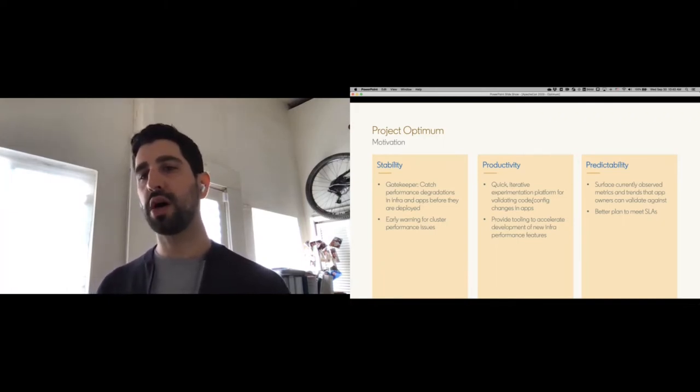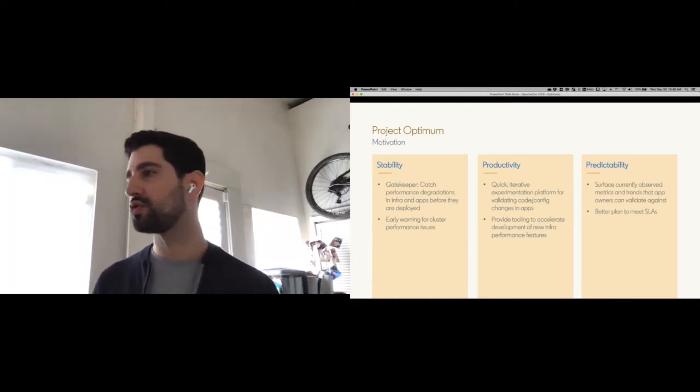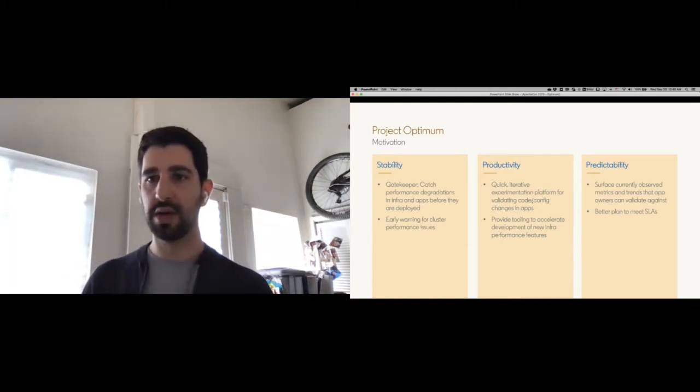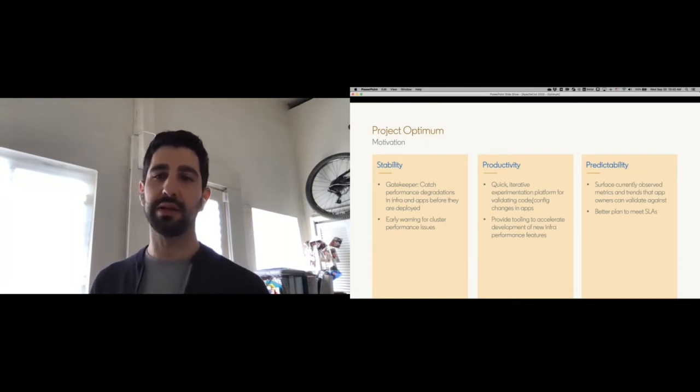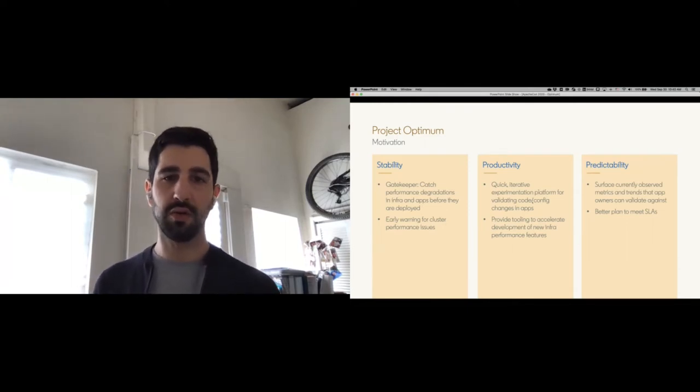Predictability: we would want to surface the currently observed metrics and trends that are going on in the cluster right now so that application owners can then validate against that and better plan to meet the SLAs of their workflows.